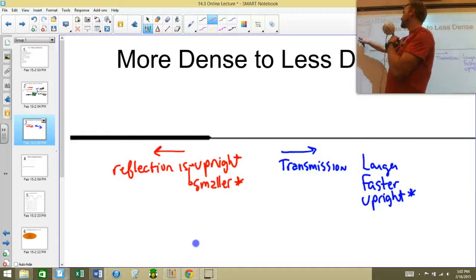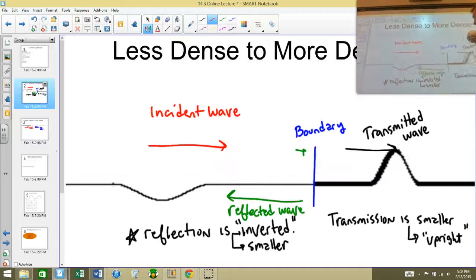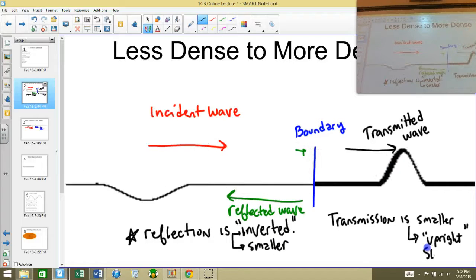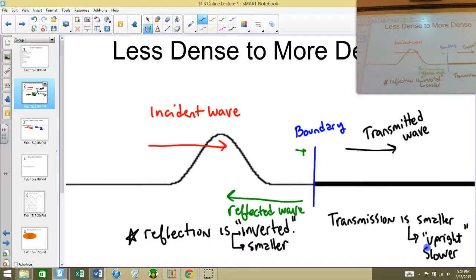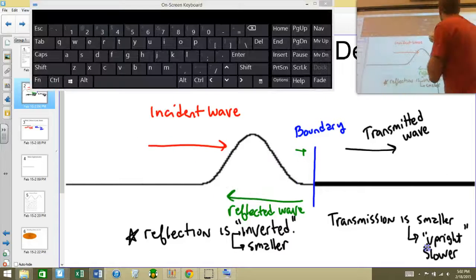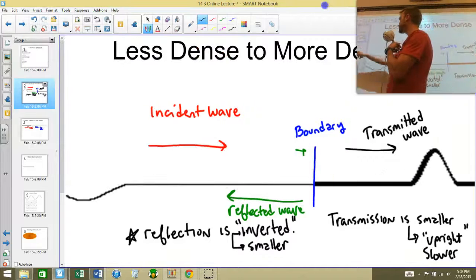Let's look at the speed on the other one, to see if there's a speed difference. Yeah, you'll notice that the transmission's also slower. It's harder to move that material, more inertia. All right.